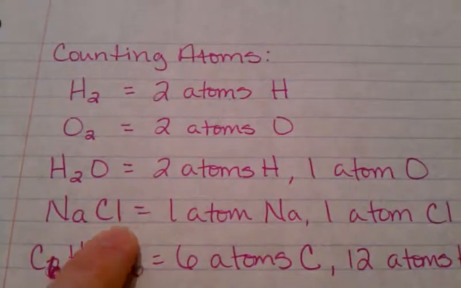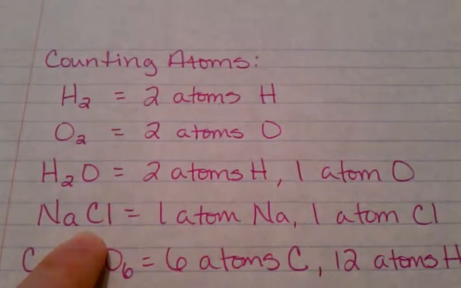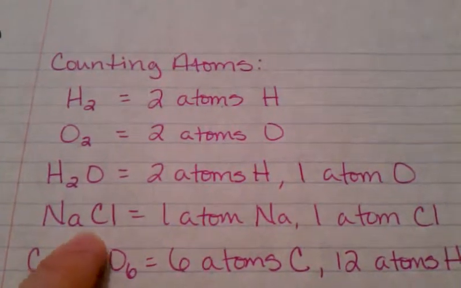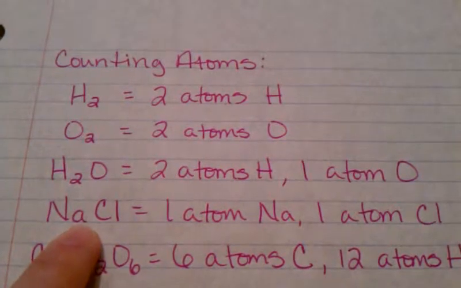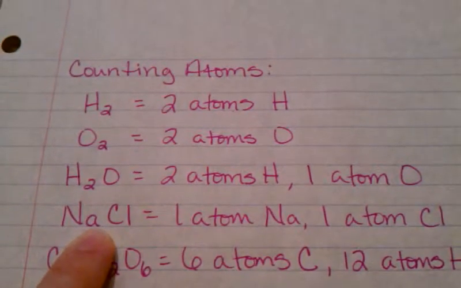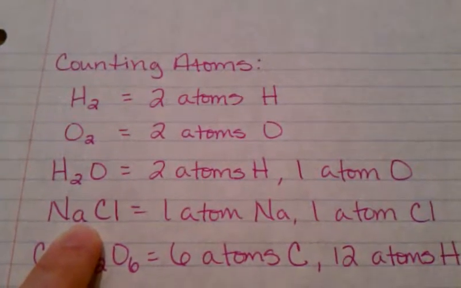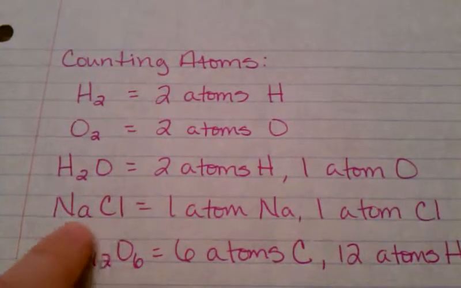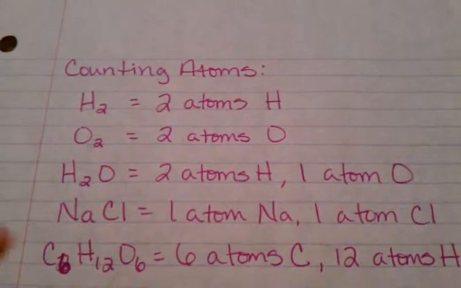Sodium, there are no little numbers at all, so we assume that there's only 1, okay? Because it's kind of like with fractions, 3 over 1 is still 3. We can ignore the 1, okay? And besides, I can't make a compound if I don't have at least 1.